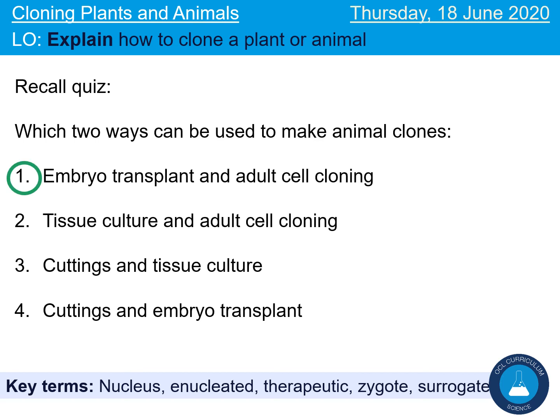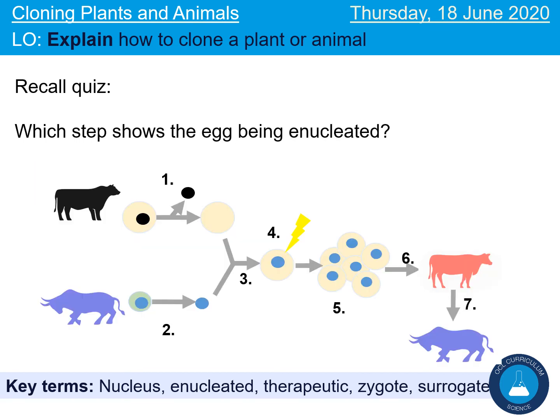So the correct answer is that we can make animal clones using embryo transplant and animal cell cloning. All the other answers involve techniques to clone plants. Pause the video now and see if you can identify the step mentioned. So the enucleated egg is demonstrated in step 1 because the nucleus is removed from the egg.